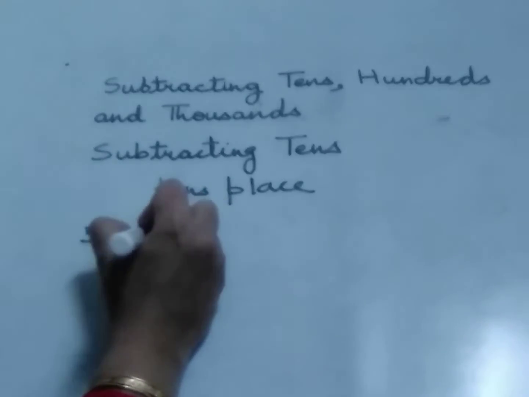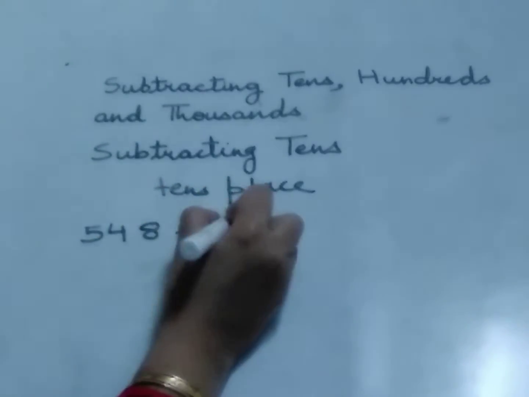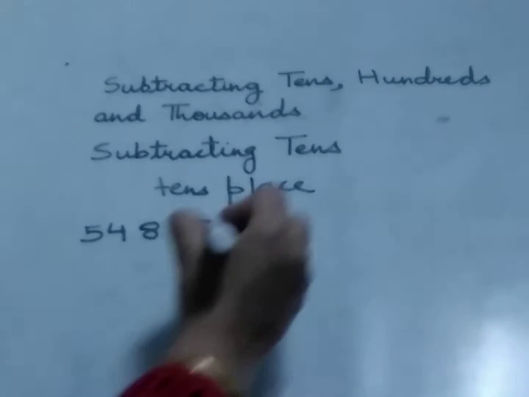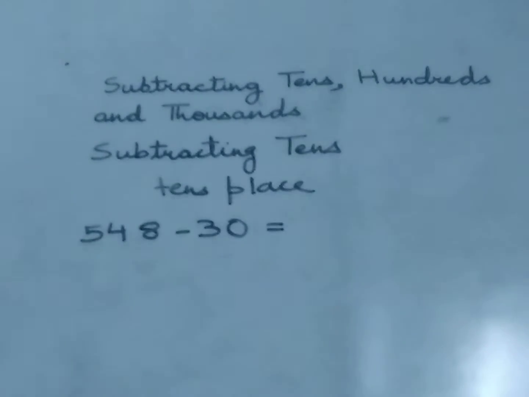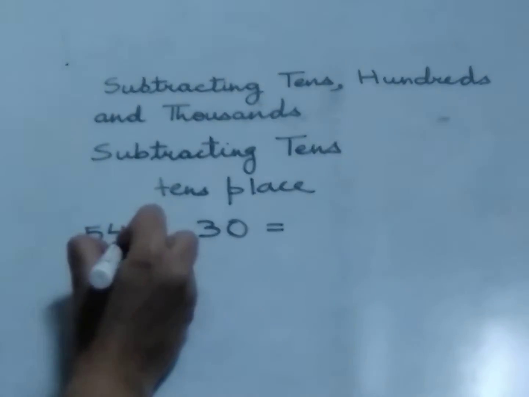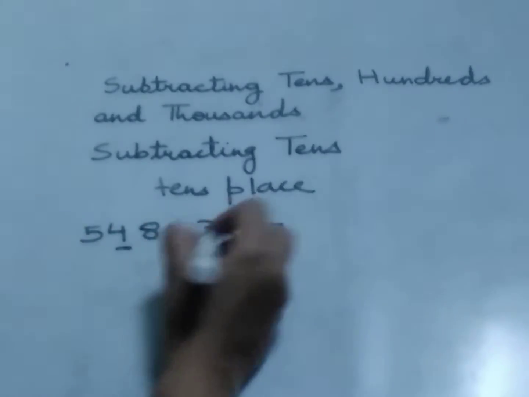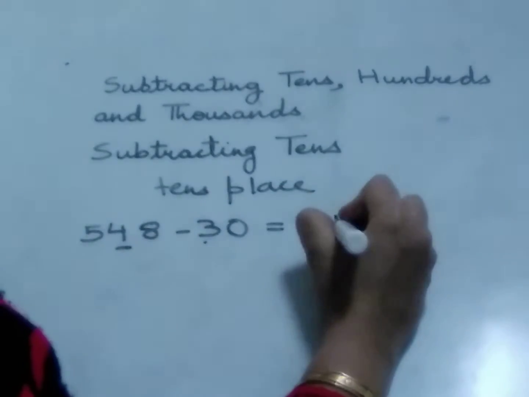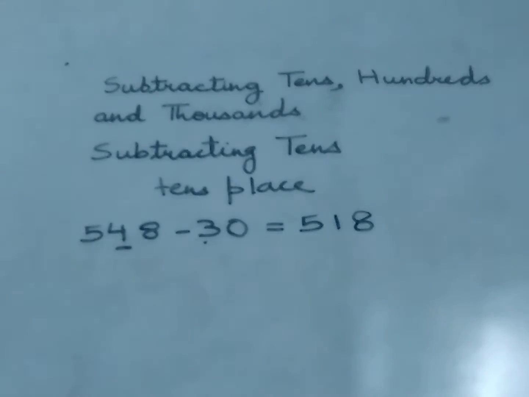548 minus 30. Here you have to decrease the tens digit by 3. So you get 518.